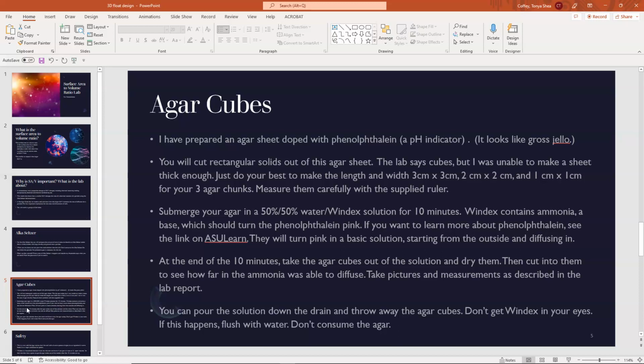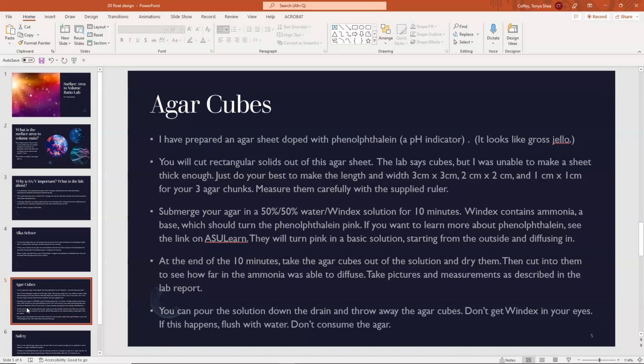Now what will happen is it'll turn pink slowly. It'll start at the most outer part and then diffuse in. So once the 10 minutes are up, especially on the large cube, take the agar cubes out of the solution, dab them dry gently with a paper towel, and then you can cut into them with a knife and see how far into the agar cube the ammonia was able to diffuse.